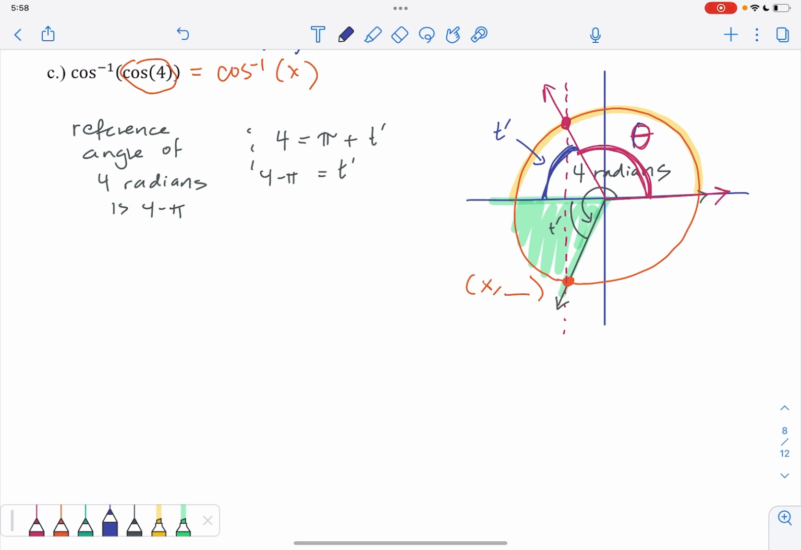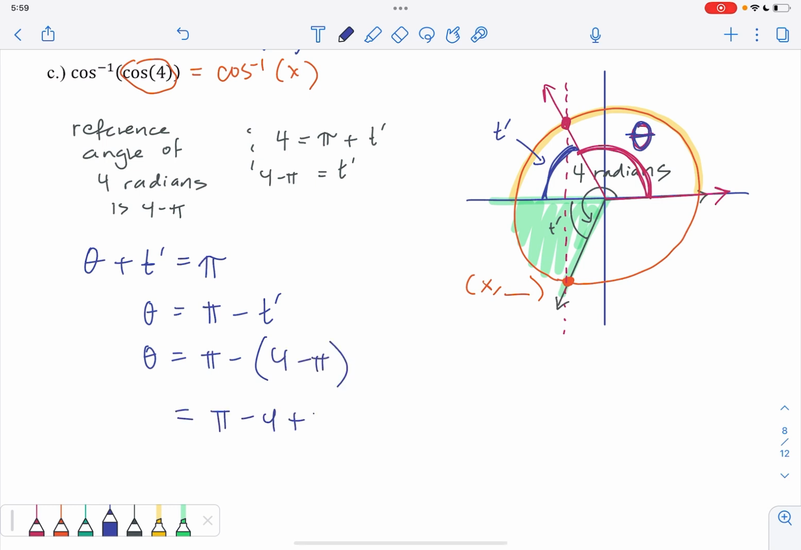Well, what I care about is this angle theta, right? That's what I'm after. That's what I'm trying to find. So it looks like theta plus t prime is equal to pi. How do we know that? Here's theta, here's t prime. Both of those angles put together make the angle pi. Okay, well, I'm trying to find theta. Theta is just pi minus t prime. That seems good, but I need t prime. I already know t prime. It's 4 minus pi. That gives me pi minus 4 plus pi, which is 2 pi minus 4.